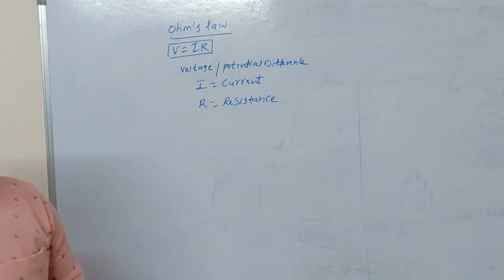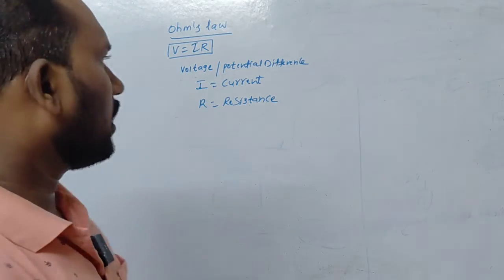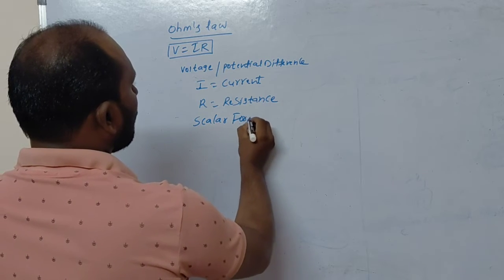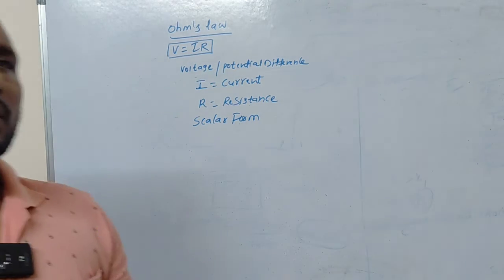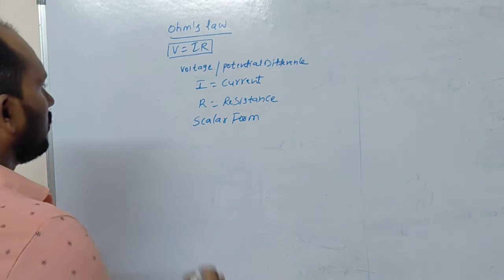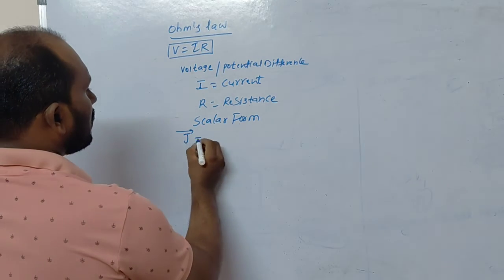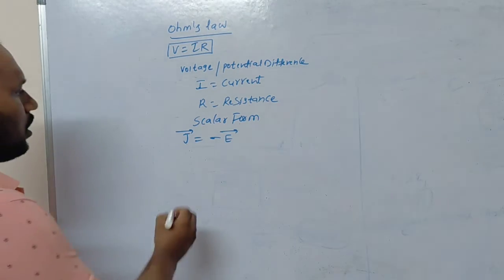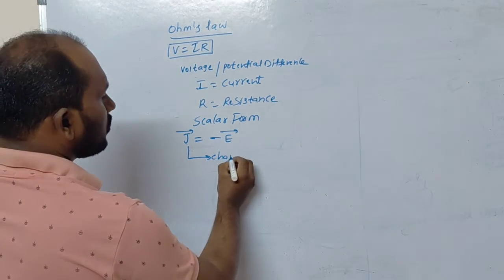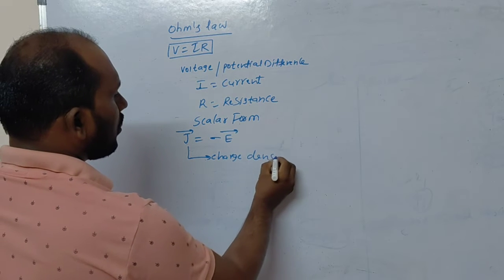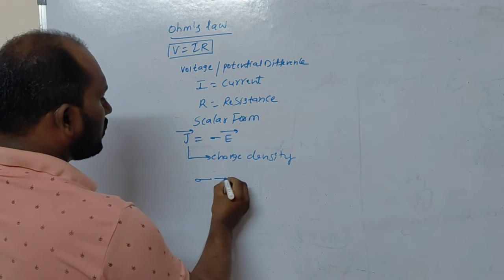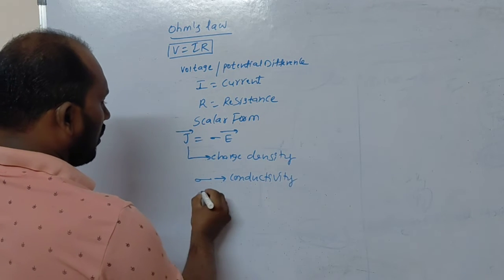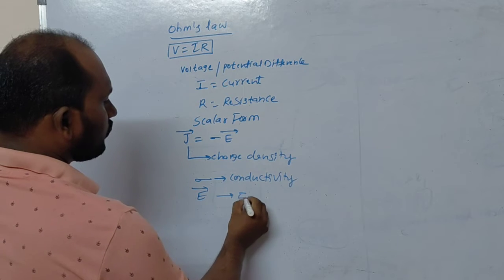Generally this V is equal to IR is called the scalar form. Now I want it in the form of a vector. So we want to prove that J bar is equal to sigma into E bar, where J bar is current density, sigma is conductivity, and E bar is electric field.